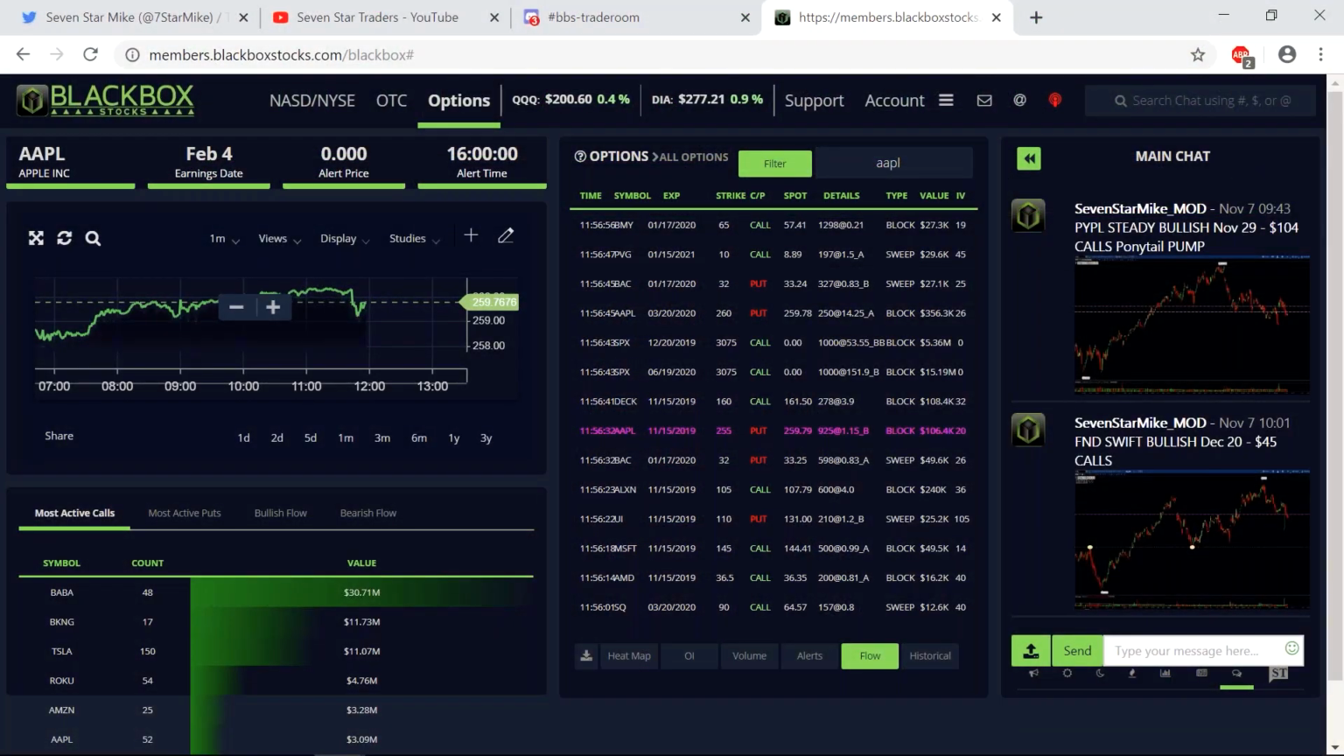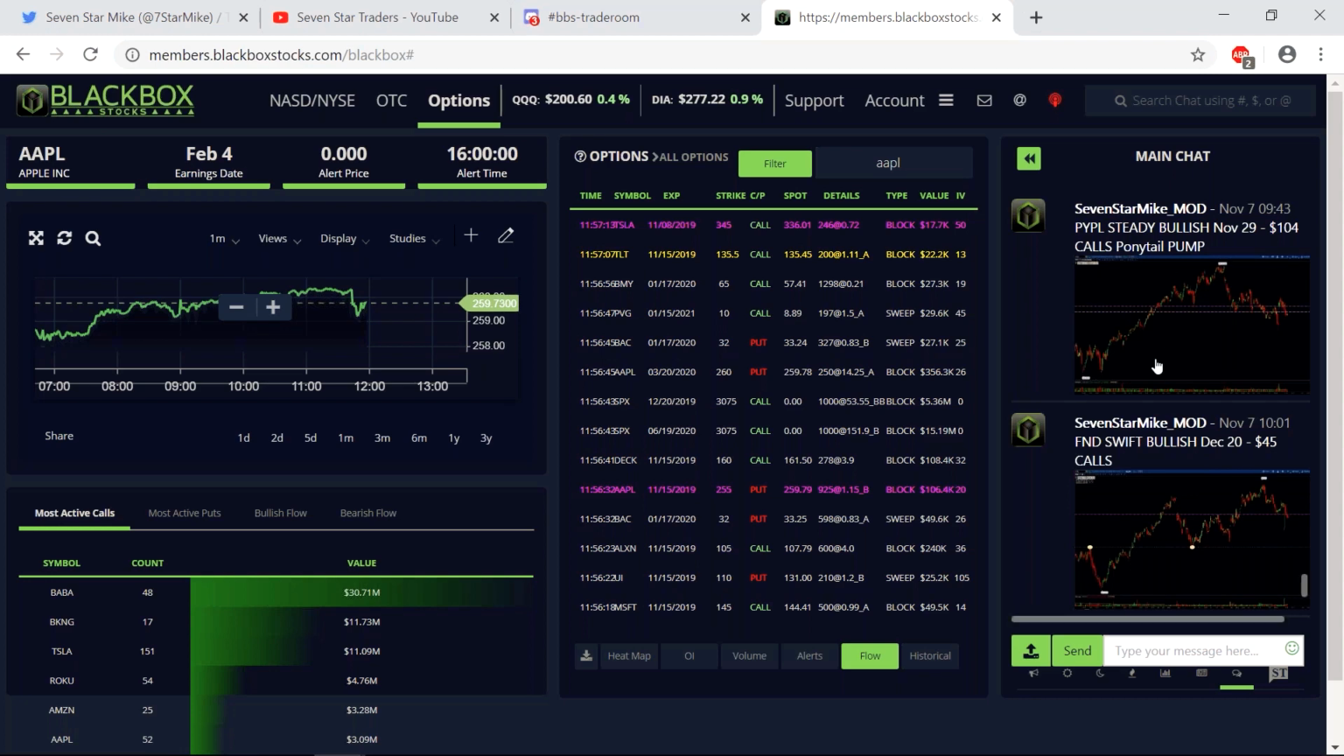Hey Caitlin, thank you for doing this. My name is 7-Star Mike. I am one of the moderators on Blackbox, and this is how I use the Blackbox system. There's a few things to do on this main site here. I am an options trader, so I have this options screen pulled up to begin with, and I have a main chat window over here to start out with.